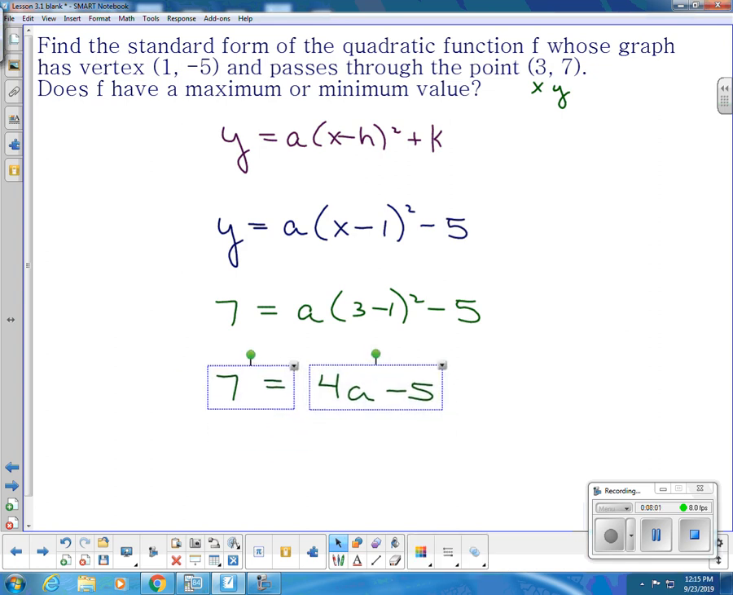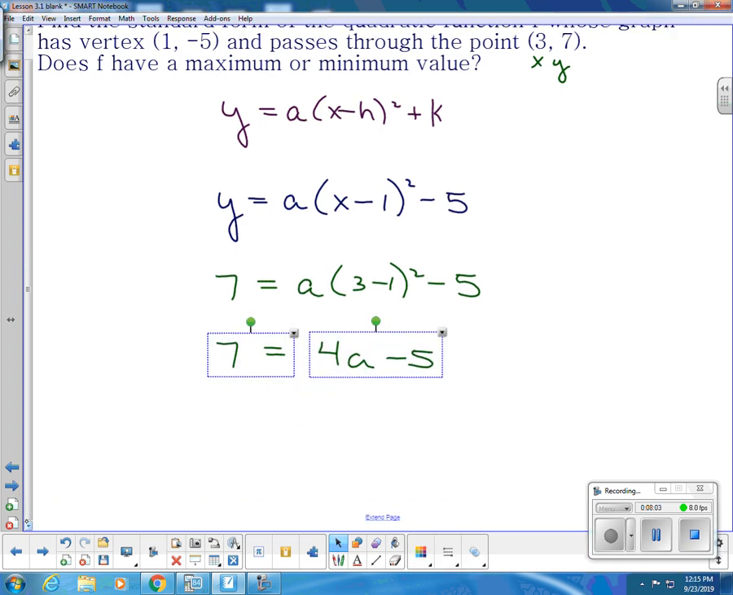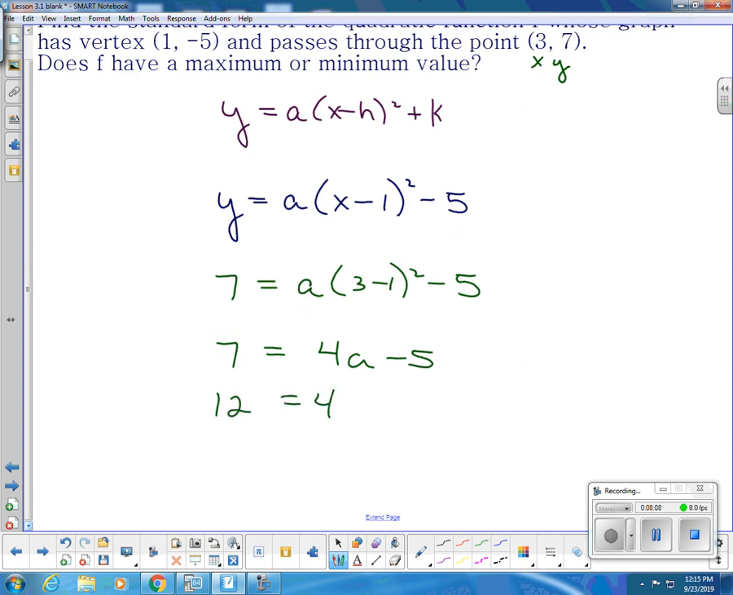All right. So to get a by itself, we are going to add 5, and then we would divide by the 4. And as soon as you have a, you go back up and cross out my a or erase it and put a 3. Does that make sense? Not real hard?